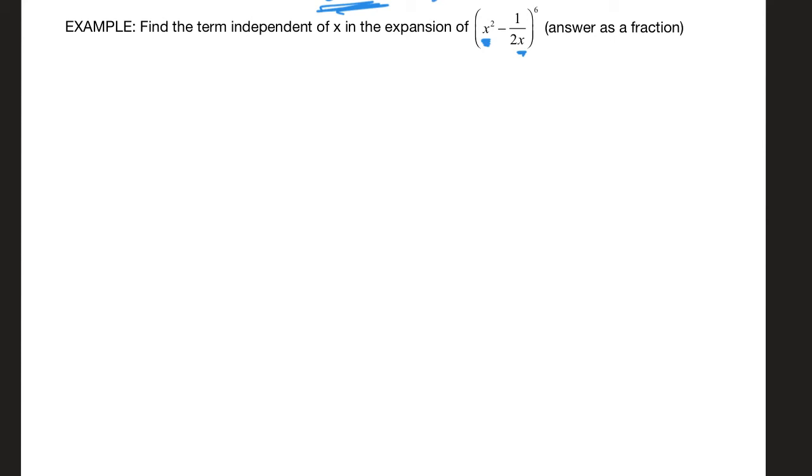So the general term looks like this. I know that when I need a coefficient, I'm going to use the 6 and some number. And the number here kind of depends on the exponents over here. So one of these terms is going to be x squared, and the other one is -1 over 2x. And if you remember, these two exponents have to add up to be 6. So I'm going to let this one be r, and this one be 6 minus r.